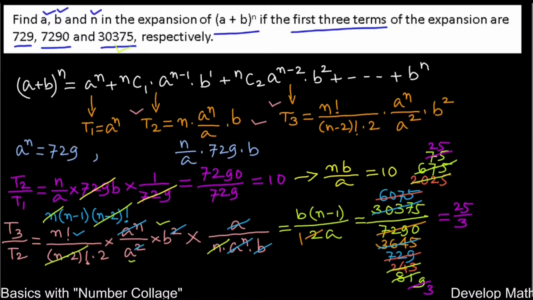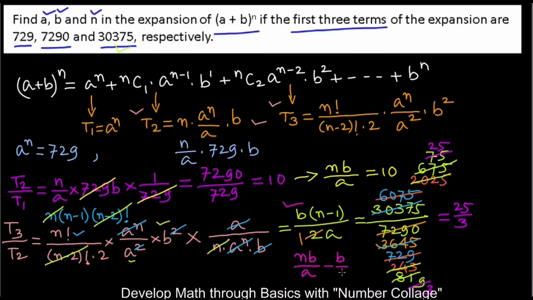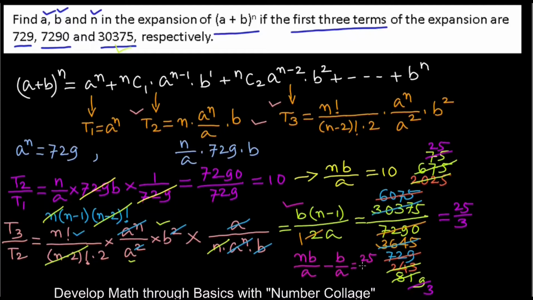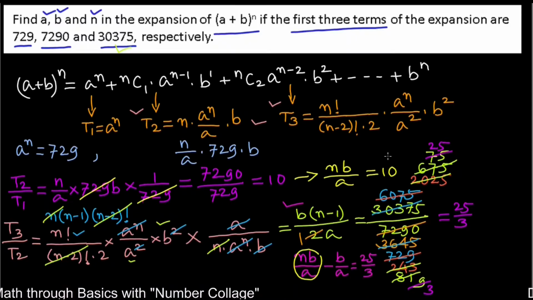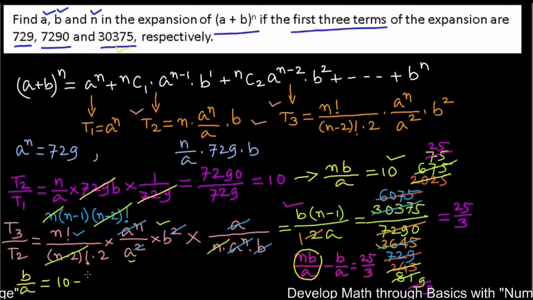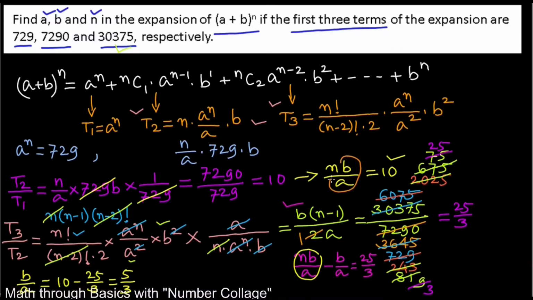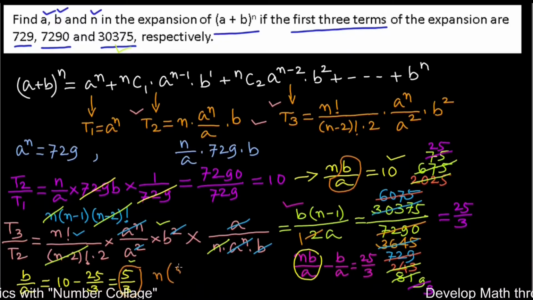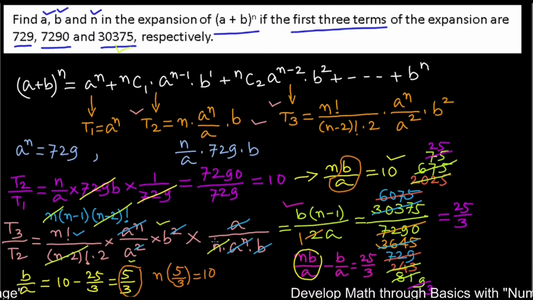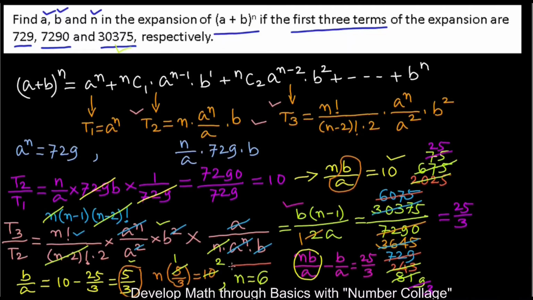So what we get here is nb upon a minus b upon a equals 25 upon 3. But this nb upon a equals 10. So we write b upon a equals 10 minus 25 upon 3. So that will be 5 upon 3. If we put this b upon a equals 5 upon 3, then we get n into 5 upon 3 equals 10. So that gives us n equals 6. So that is our first value.